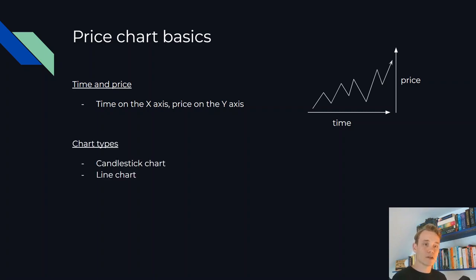Now, moving on, we've got some different chart types. There's plenty of different chart types. You've got line graphs, candlestick charts, Heiken Ashi, bar charts, the whole nine yards. But myself, primarily, I only really use the candlestick charts and the line charts for all of my analysis. So they're the main ones that we're going to be discussing in this video.